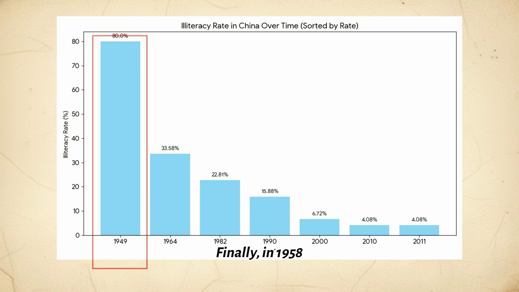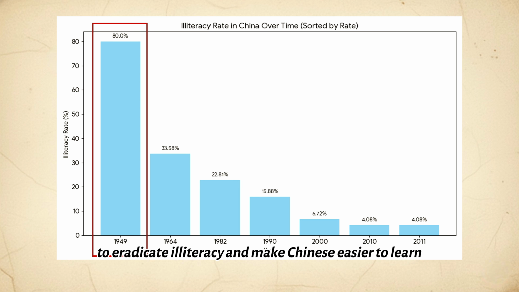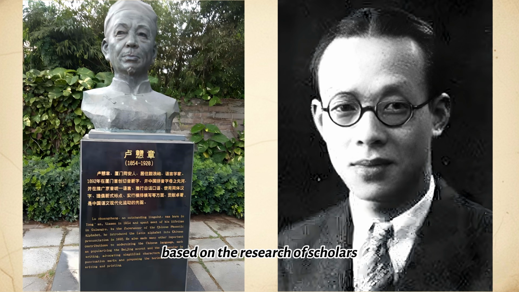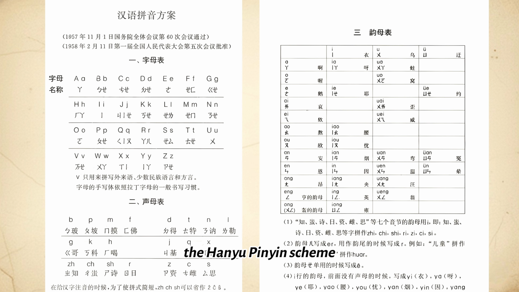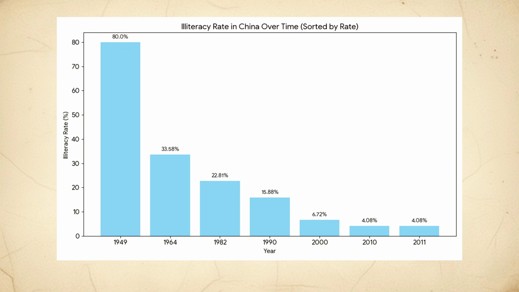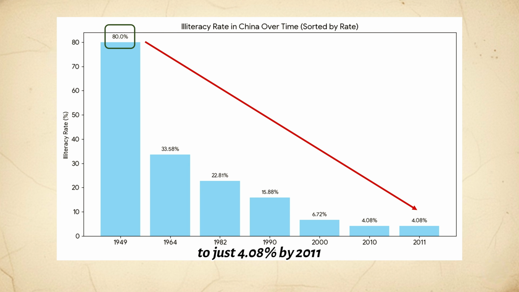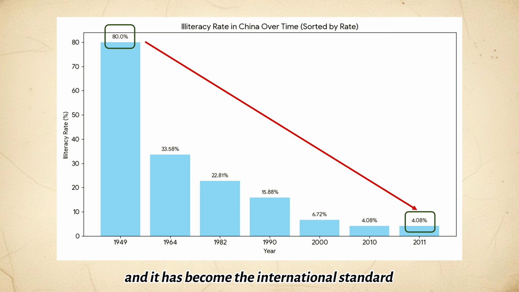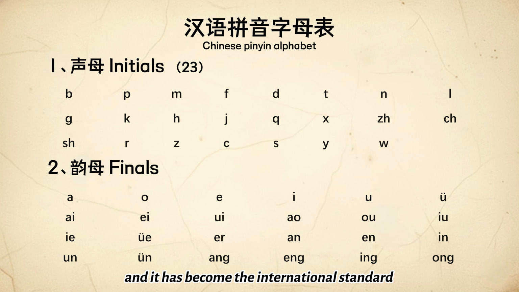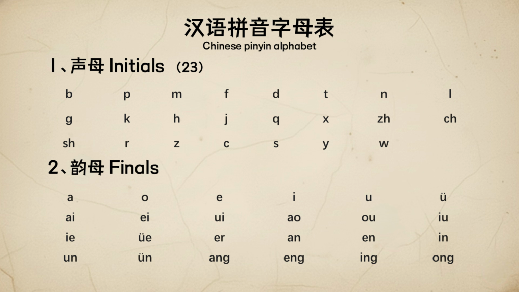Finally, in 1958, to eradicate illiteracy and make Chinese easier to learn, based on the research of scholars like Lu Zhuangzhang and Zhou Youguang, New China officially launched the Hanyu Pinyin scheme. The promotion of Pinyin significantly dropped the illiteracy rate from over 80% to just 4.08% by 2011, and it has become the international standard for spelling Chinese.